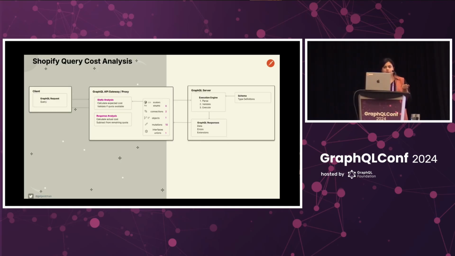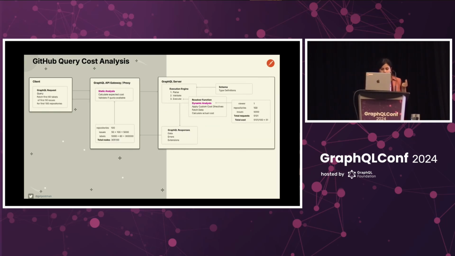So let's look at some examples. Shopify assigns points based on GraphQL types. Mutations are the most expensive type of queries since mutations involve a number of write operations. A lot of this is done in the static analysis, before these queries are sent. Whereas GitHub uses static analysis to calculate the total number of nodes in a query, but it uses dynamic analysis to perform the execution within the engine to determine the overall cost.